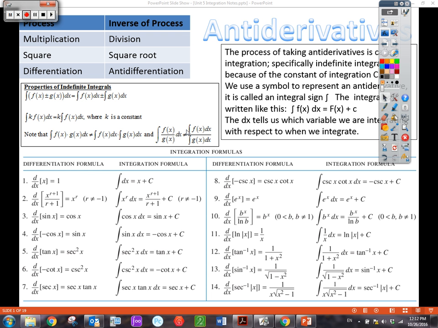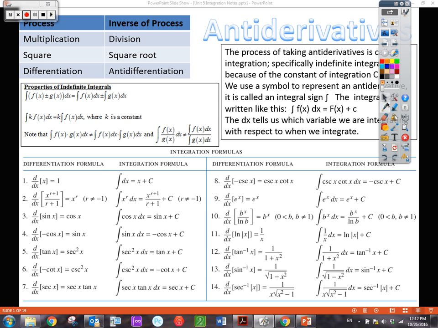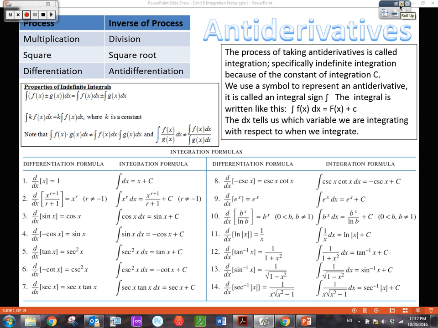First of all, let's talk about the concept itself. The process of taking antiderivatives is called integration. It's basically kind of the same thing. We're going to start with the indefinite integration.